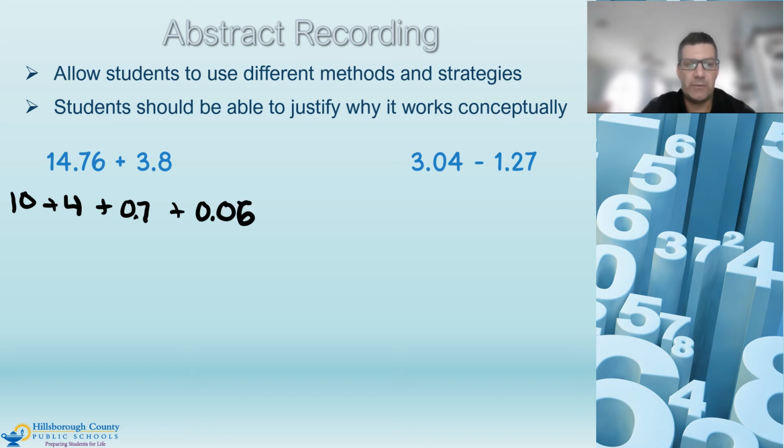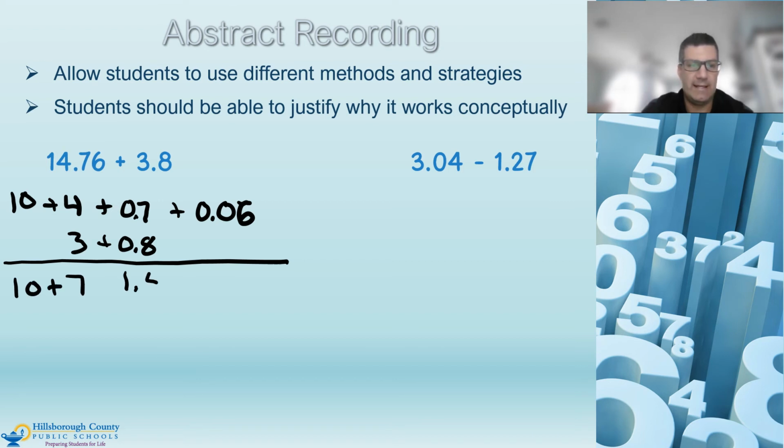Any kind of abstract recording that students are coming up with too, just like they did with whole numbers. Break it up. Use their place value to break these numbers up when they're adding. So I can break up by place value. Now add those back together. I get 10. I get 7 ones. I get 1 and 5 tenths, or 15 tenths, and I have 6 hundredths.